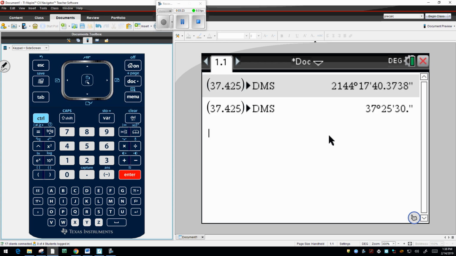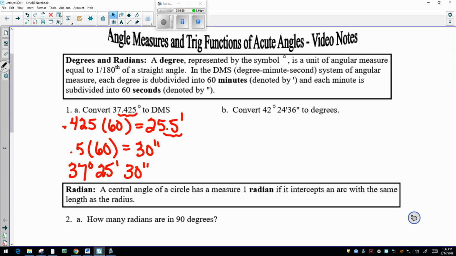So if for some reason you're doing this, and this is just kind of a check for yourself, that 37 should always be your degree. All of a sudden our 37 turned out to be 2,144 degrees. That's your key to saying, hey, something's wrong. So just double check that your calculator is in degrees, and then you have degrees, minutes, seconds.